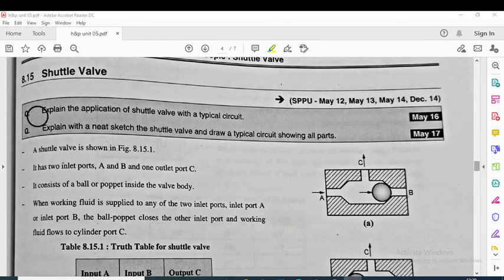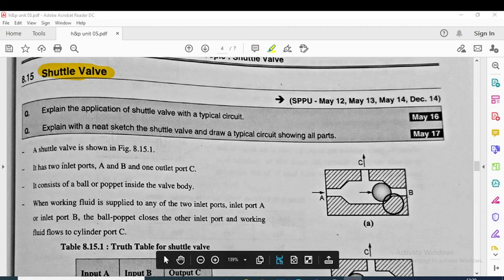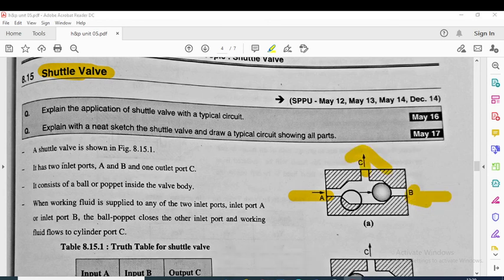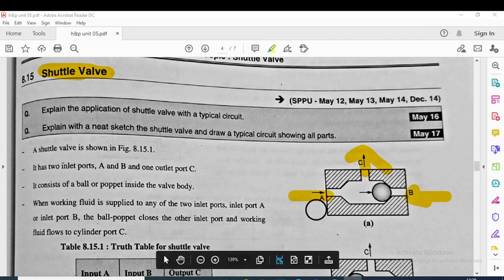Now we are going to study the shuttle valve. Here you can see the shuttle valve. It has two inlets: this is inlet A, this is inlet B, and this is the outlet C. Whenever you provide inlet air from either port A or port B, it sends it to the outlet port C by closing the other port.